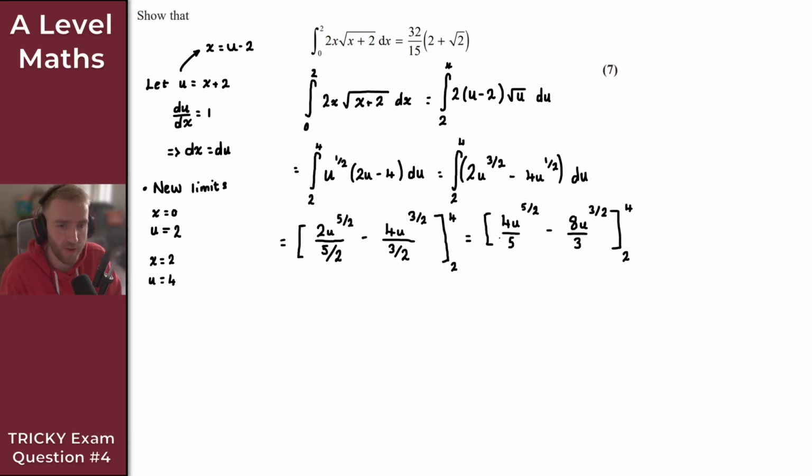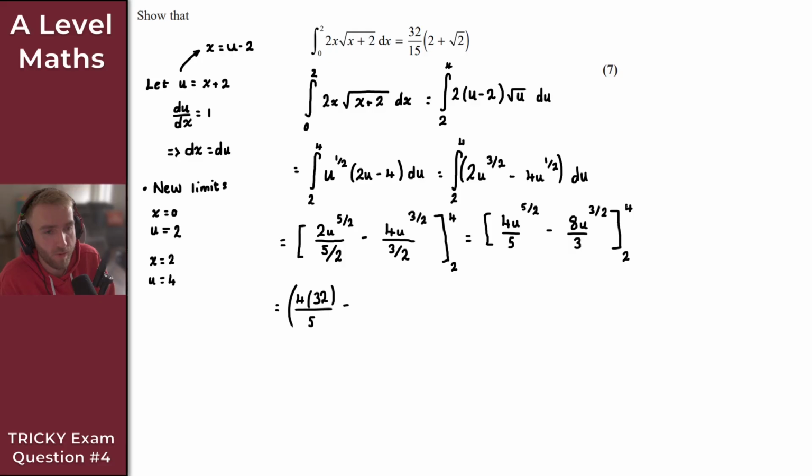So as I mentioned before, we replace u here with 4. So I get 4 to 5 over 2. So that's the square root of 4, which is 2. Raise that to the power of 5, which is 32. Times that by 4. And that's all over 5. So I'll do this underneath here because I'm probably going to run out of room. So 4 lots here of 32 all over 5. Subtract this with this here. So minus 8u to 3 over 2 all over 3.